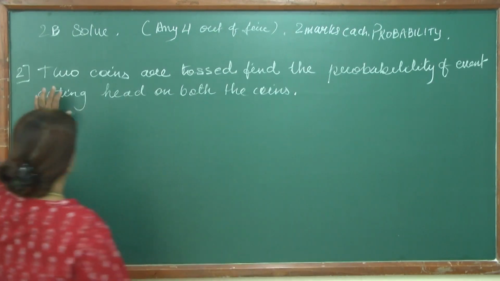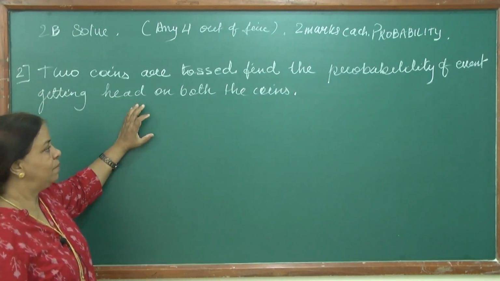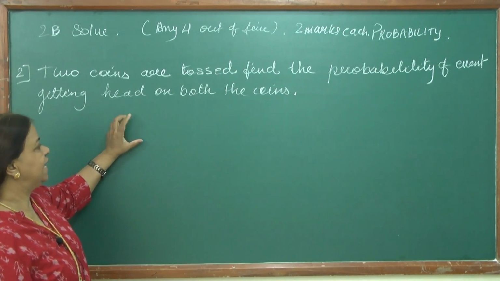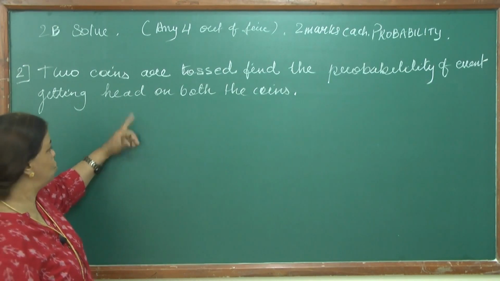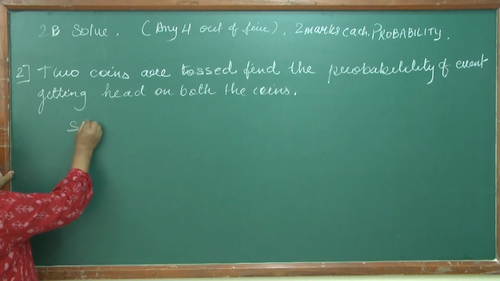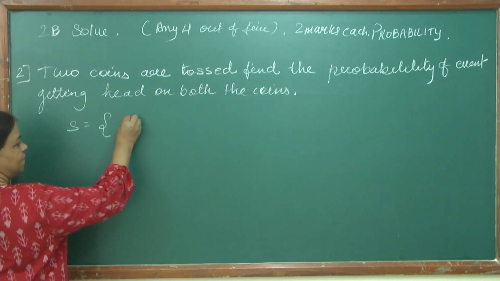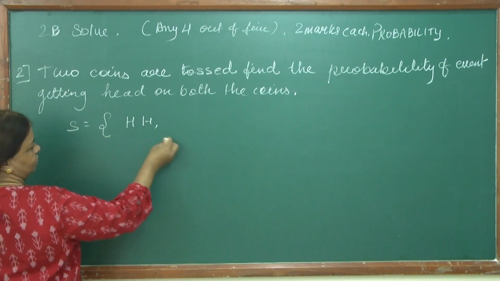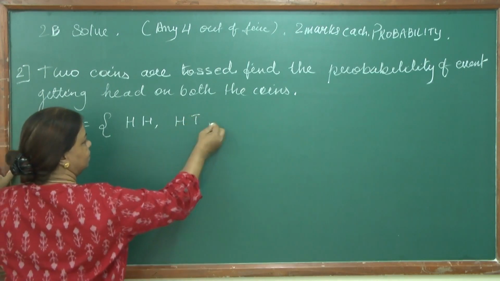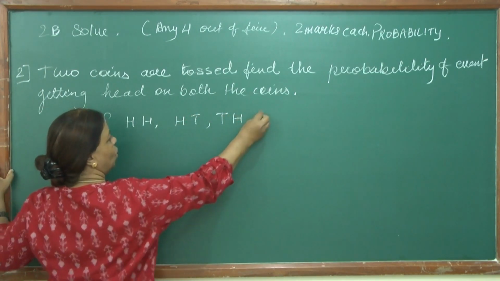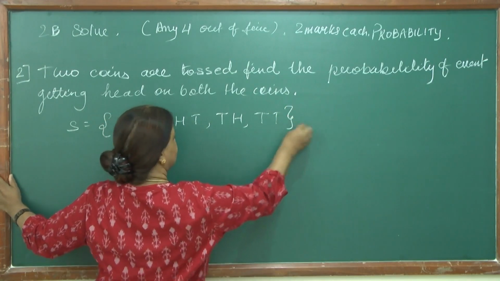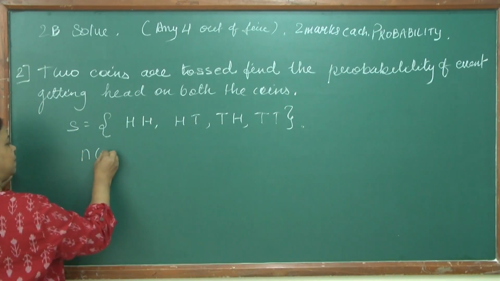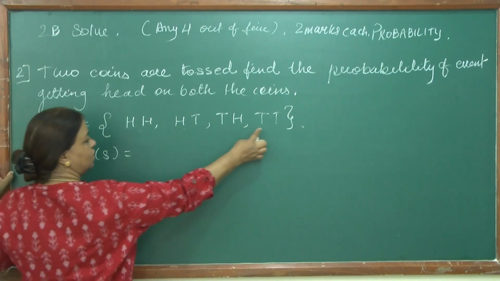Question number 2. 2 coins are tossed. Find the probability of the event of getting heads on both the coins. When you toss 2 coins, the elements in the sample space will be head head, then head tail, tail head, or tail tail. So the number of elements in the sample space would be 1, 2, 3, 4.